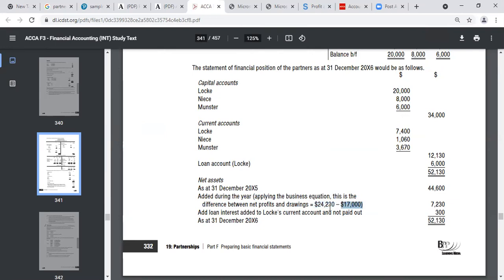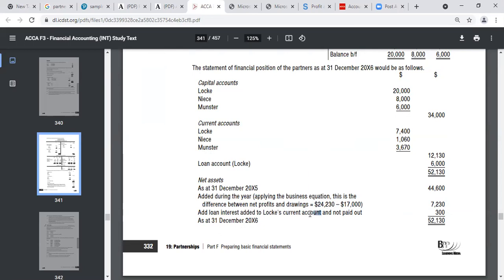But we also have the drawings. So we are bringing the profit as well as the drawings. You can alternatively include just the net profits, and then include the drawings distributed between the respective partners. But as you can see, we've just added them together to come to 17,000 and include the difference, which is 7,230.